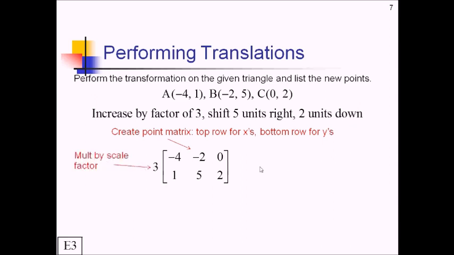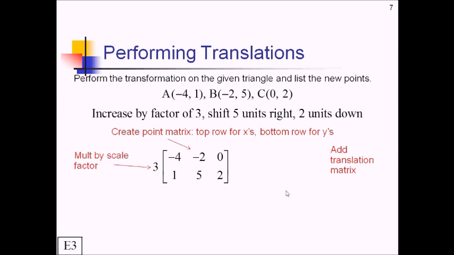And if we want to translate it, well, then we can add a translation matrix. So this translation matrix just has what you're going to be adding to all the x and y values. If we're shifting 5 units right, we want to add 5 to all the x values. So we're going to have 5s in the whole top row of this translation matrix. And then if we're shifting 2 units down, we want to add -2 to all the y values. So we'll have -2s in the bottom row.